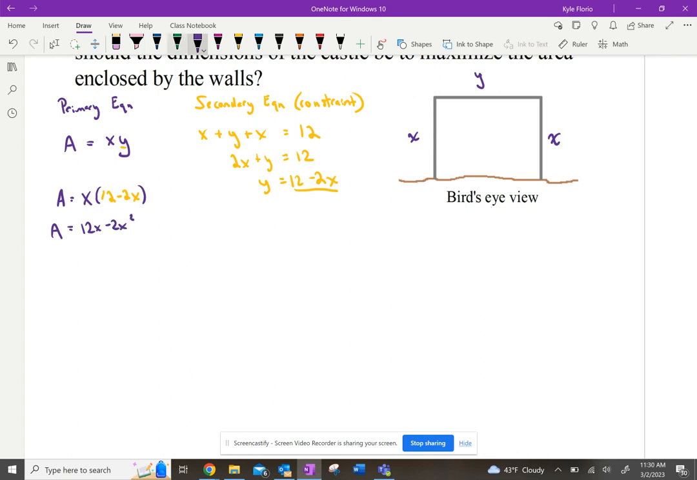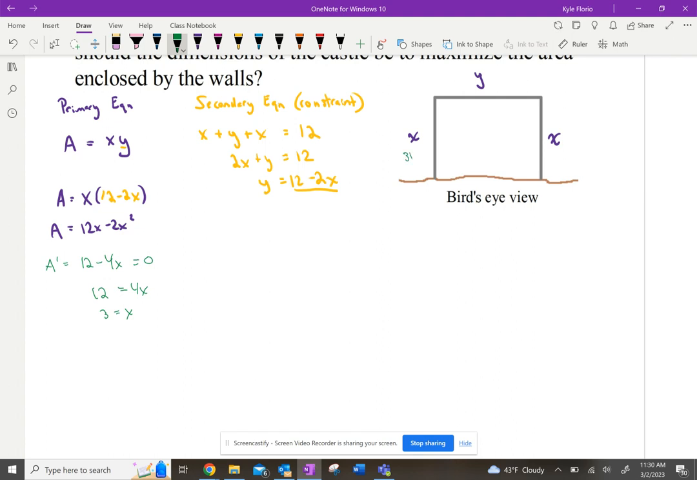So we can avoid the product rule. Now I take the derivative, which is a green color. 12 minus 4x. We set this equal to 0. It does not exist. We don't have to worry about it does not exist because it exists everywhere. Add 4x to both sides. Divide both sides by 4. So x equals 3 kilometers.